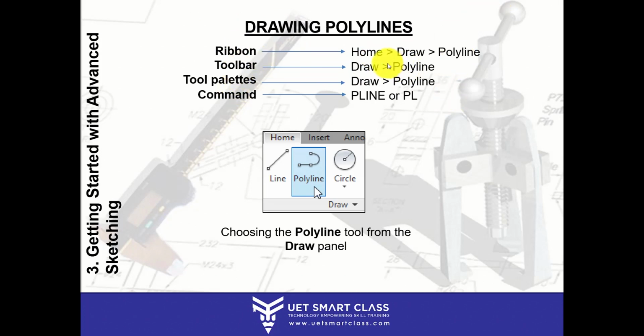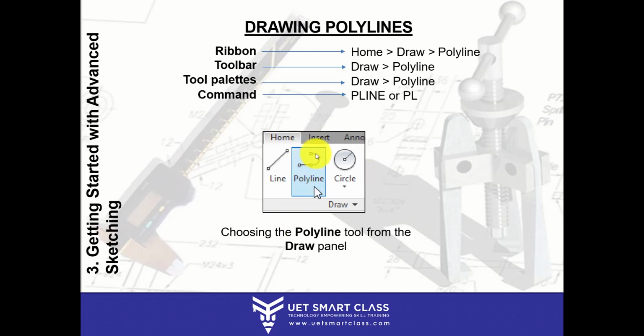You can go to the toolbar in the draw bar and go to polyline. In the tool palette, you will find it in the draw section because it's a draw command. And again, in the command line, you can type Pline or PL and then press enter. All right. This is the icon of polyline. See?